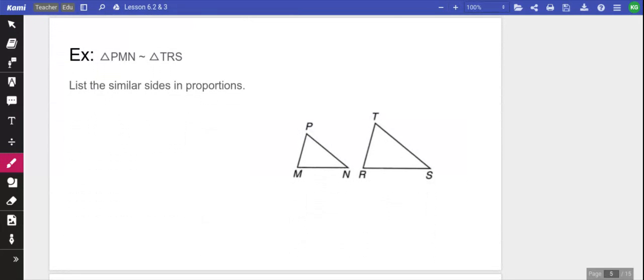So in this exercise, it's telling us that these two triangles are similar, which means they are the same shape but not the same size. And it wants me to list the sides using the similar symbol. So if I do PM, I would say that is similar to TR. MN is similar to RS, and PN is similar to TS.